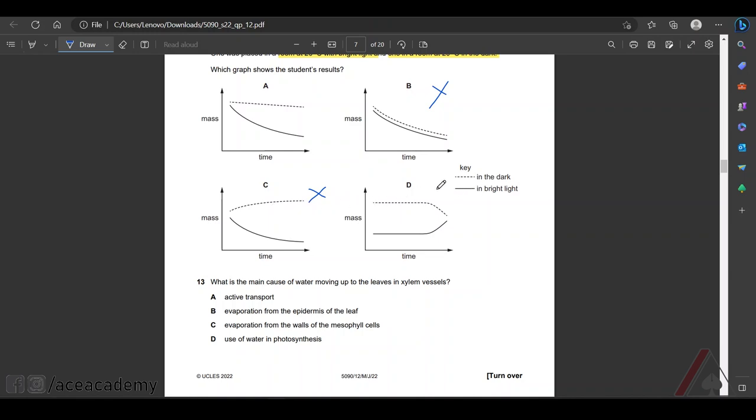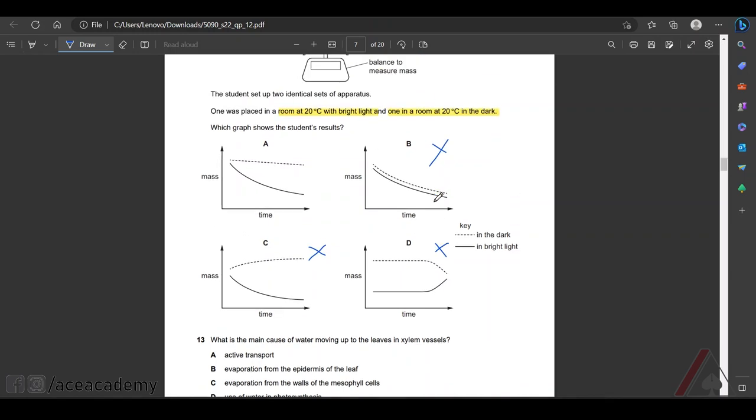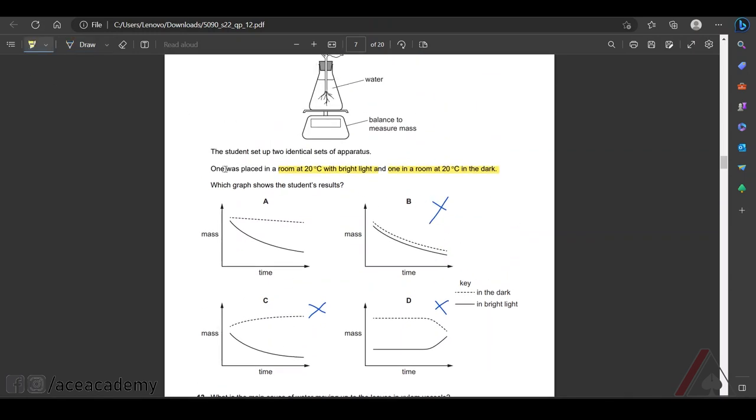Option D. D is also wrong because, again, as I mentioned in B, the mass of the plant in the dark should not decrease. There is no transpiration there. No water is lost. So our only correct and sensible answer is A.